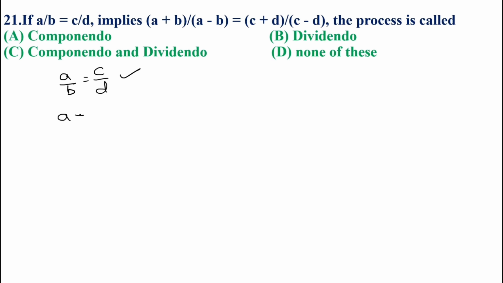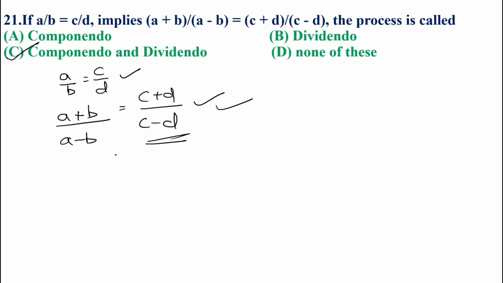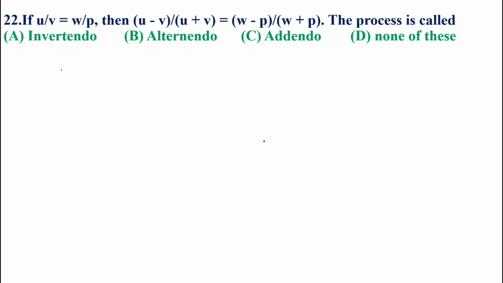A by B is equal to C by D, meaning they are in proportion. This implies A plus B by A minus B is equal to C plus D by C minus D. What is this process? Componendo and dividendo. What is the property it is? They have given u by v is equal to w by p.